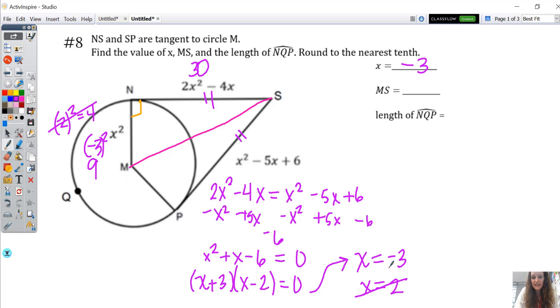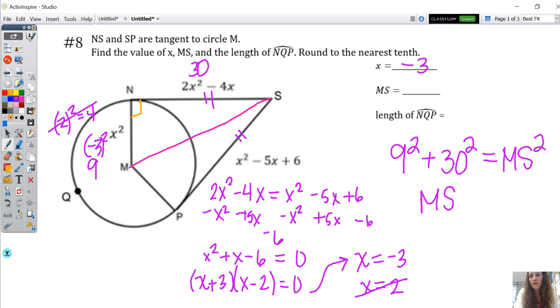So because we know that x is -3 and we plug it in for these expressions, we get NM is 9, NS is 30, and we're looking for our hypotenuse MS. We can use the Pythagorean theorem to find the length of MS. So 9 squared plus 30 squared equals MS squared. And when you solve that and take the square root, you get MS is 31.3209, so 31.3.